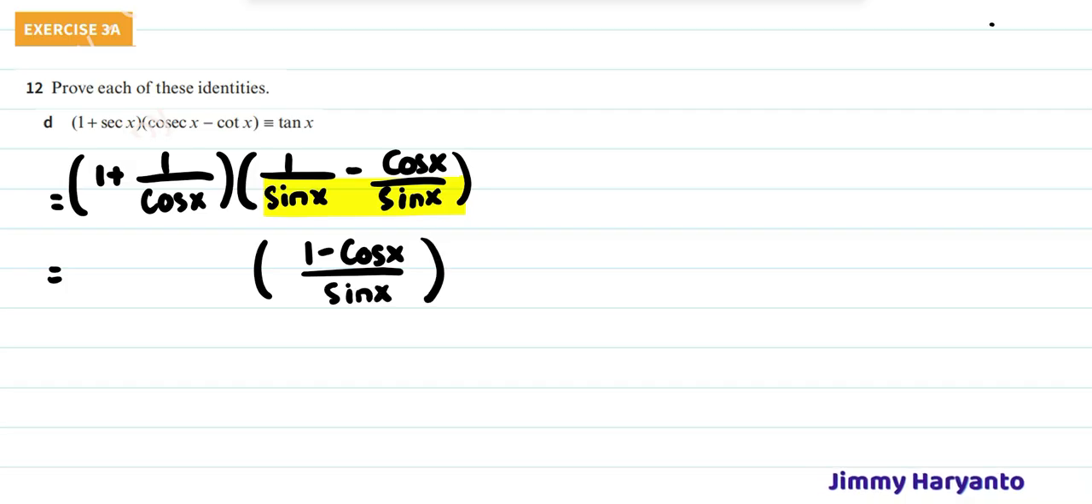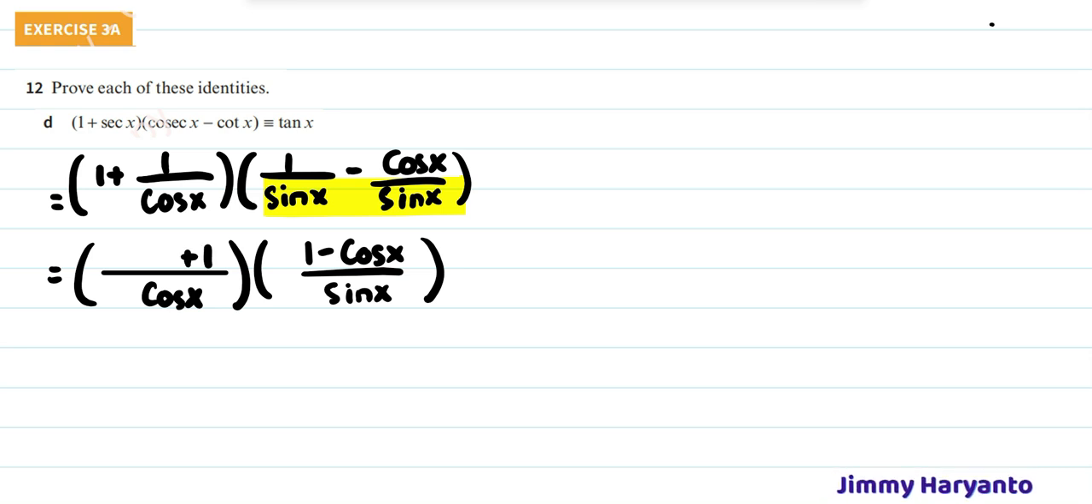For the left hand side, I will make the denominator equal first, so over cos x, and then this one is plus 1. Because this one is 1, that means the 1 has to be multiplied by the cos x, because we need cos x right here.